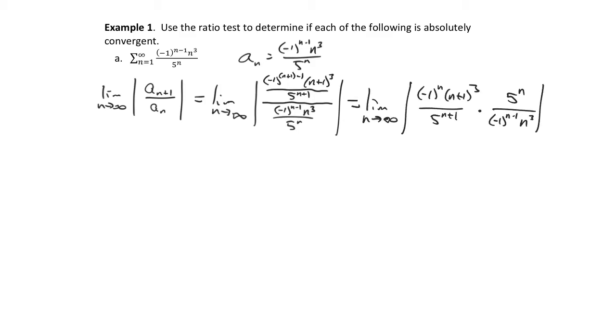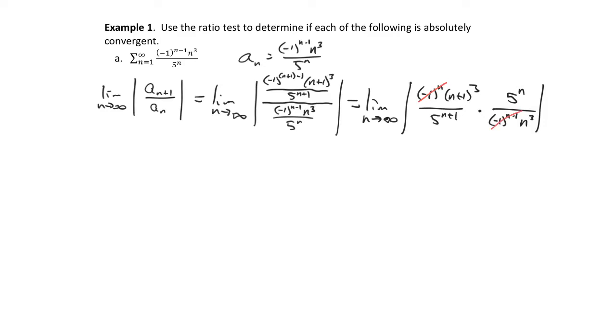Okay, so first of all, I'm going to address the absolute value. Much of the stuff inside is positive. The 5 to the nth is positive, the 5 to the n plus 1, the n plus 1 cubed, and the n cubed. Those are all positive. The negative 1 to the nth and the negative 1 to the n minus 1, those could each be negative, but they could also be positive. But either way, they're going to be 1 when we take the absolute value. So we're going to go ahead and just eliminate those, okay? Because I'm doing the absolute value, they're not going to make any difference.